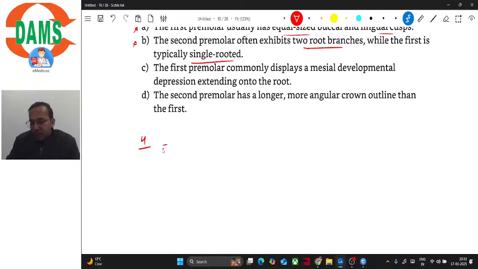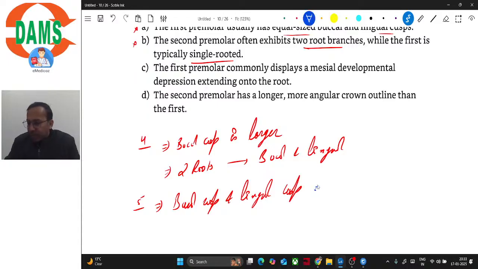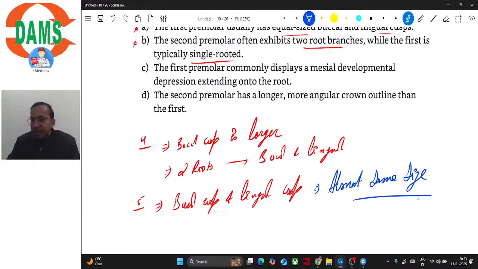So upper 4, the buccal cusp is larger. Also, it has 2 roots, buccal and lingual, whereas the upper 5, the buccal cusp and lingual cusp are of almost the same size, and it has a single root, right? So both options A and D are incorrect.